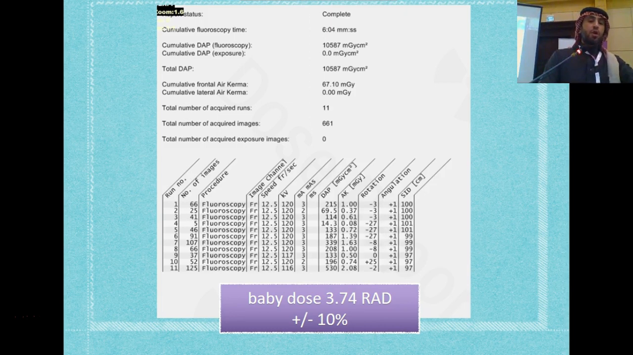At the end of the procedure, we have a printout from the machine. We try to measure and document, because this is a medical legal issue, especially the baby's exposure radiation dose. We are very safe. For instance, this patient received 3.74 milligray. As long as it is less than 10 milligray, it's very safe, and there is no extra risk. So this is a routine that we are doing. Of course, there is a 10% error, could be plus or minus, but even if it increases, it's still below the 10 milligray.